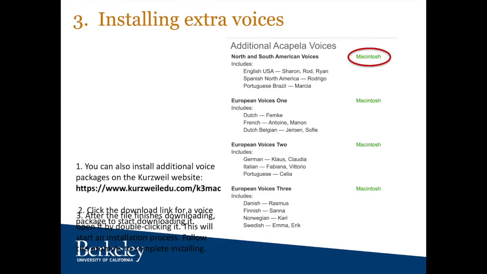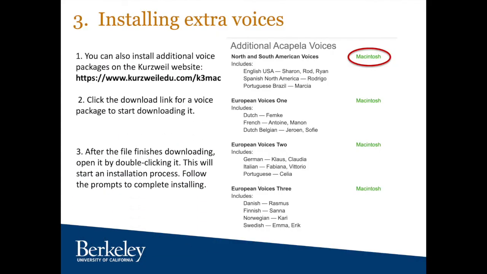You can also install additional voice packages from the Kurzweil website. Find a voice package you'd like to use, such as the North American and South American voices. Click the download link for a voice package to start downloading it. After the file finishes downloading, open it by double-clicking it. This will start the installation process. Then follow the prompts to complete installation.